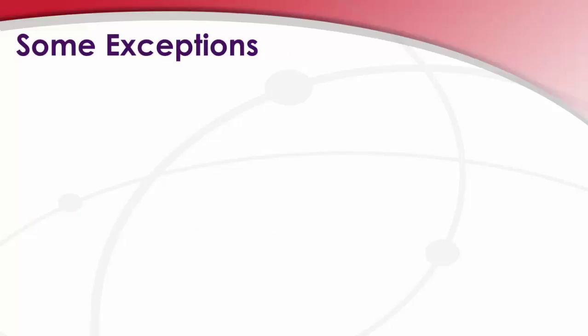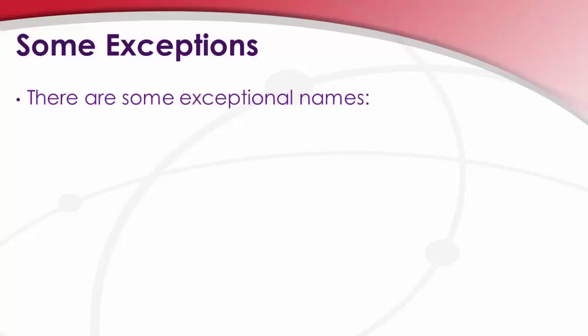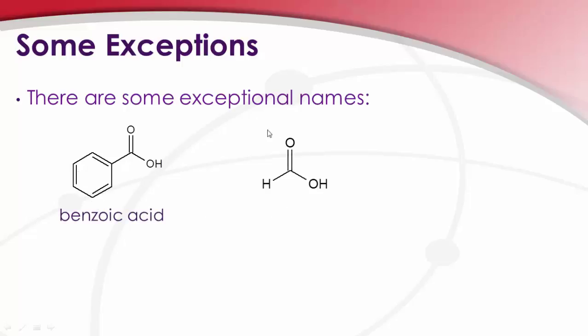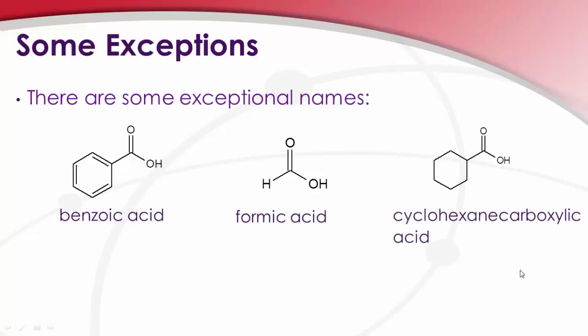Now, like with so many of these compounds, there are some exceptions, some common names that have become accepted nomenclature, and we have to know these. We already talked about benzoic acid. This is formic acid. And here we have cyclohexane carboxylic acid. Bit of a mouthful there. So these don't follow precisely the rules that we just covered. You can, of course, name things as derivatives of these common names as necessary.